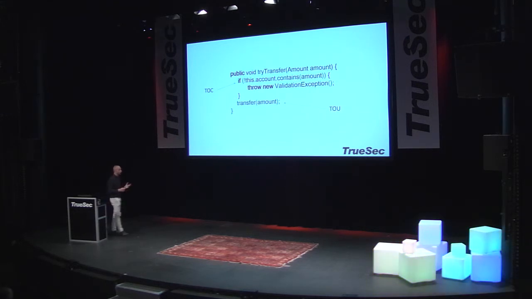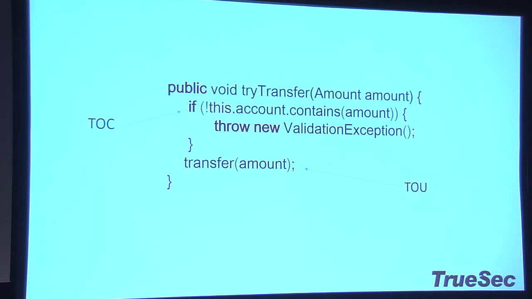So what if this is a multi-threaded situation, where another thread can come in right in between, right after the check has been done but before the use, and change the amount? Like if it said the account contains 100 euros, but another thread comes in and boosts us up to 1,000 before we do the transfer. Then we are victims of a time of check to time of use vulnerability.